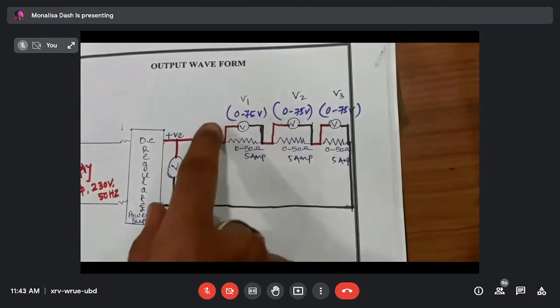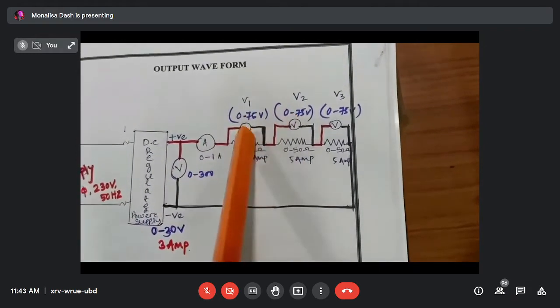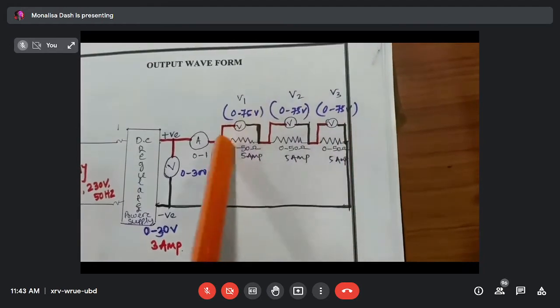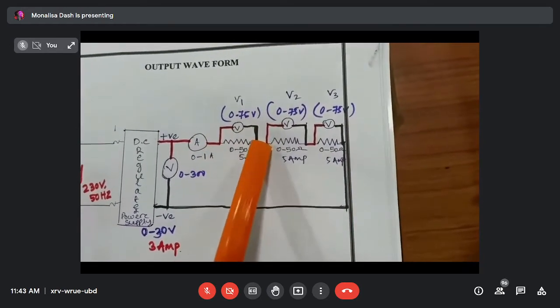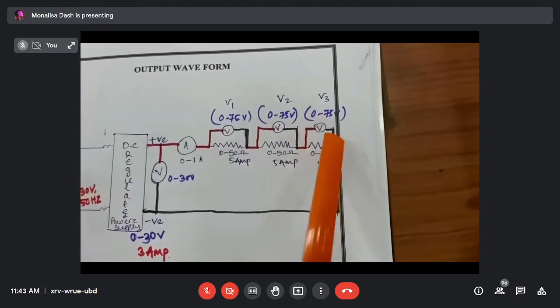Now we will go for the parallel connection of V1, V2 and V3. One voltmeter across the first rheostat, a second voltmeter across the second rheostat, and a third voltmeter across the third rheostat.